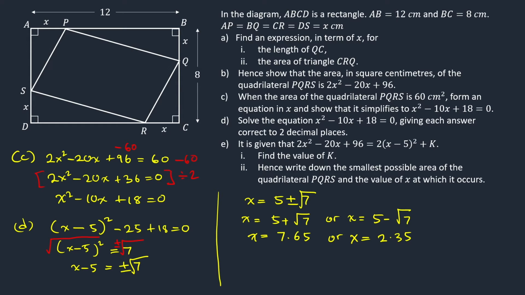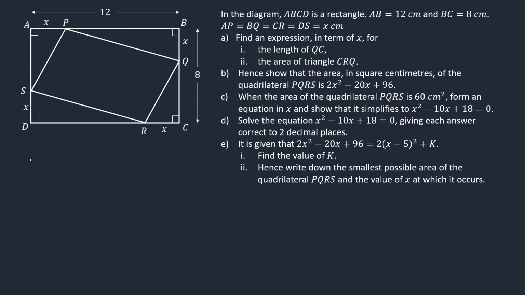So now let's take a look at question E. Question E: 2x squared plus 20x plus 96 is equal to 2 times (x minus 5) squared plus k. So we are going to find the value of k.